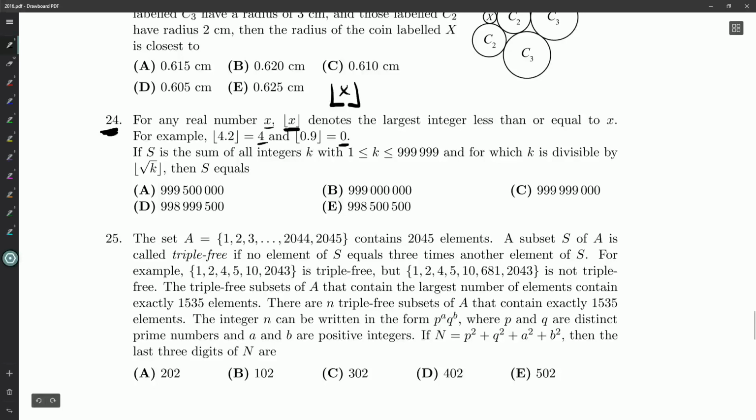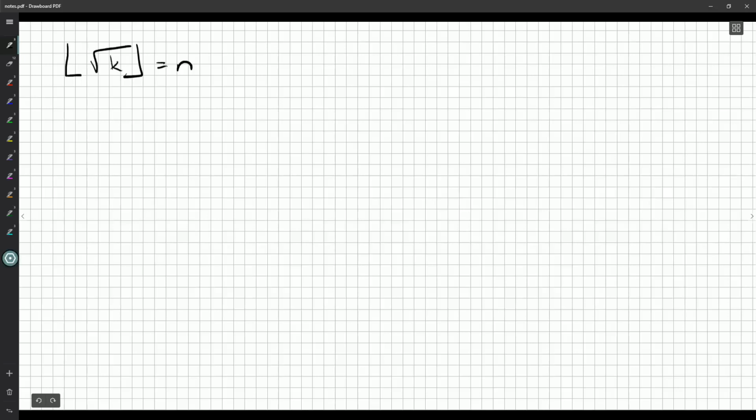If s is the sum of all integers k between 1 and just under a million, for which k is divisible by the floor of the square root of k, then s equals. Okay. So the floor of the square root of k. Now that's a bit of a mouthful. I know the floor of the square root of k will be an integer, so we could call it something like n.